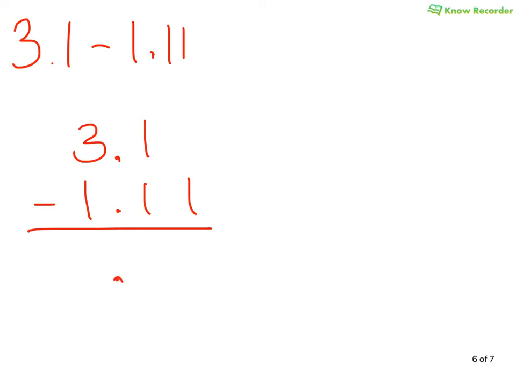Now, common mistake. What's the first thing a kid's going to do? They're going to bring the 1 down, because they're going to say 0 minus 1 is 1, which isn't true, because you can't take something from nothing. So, you have to annex a 0. Now I can subtract. I have to regroup. I have to regroup again.